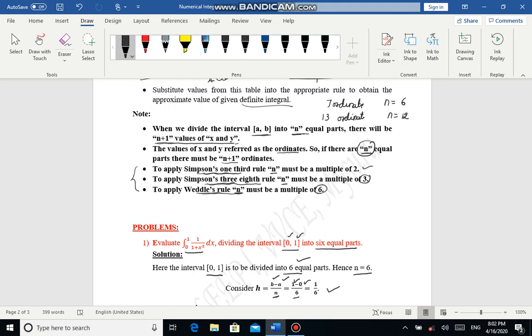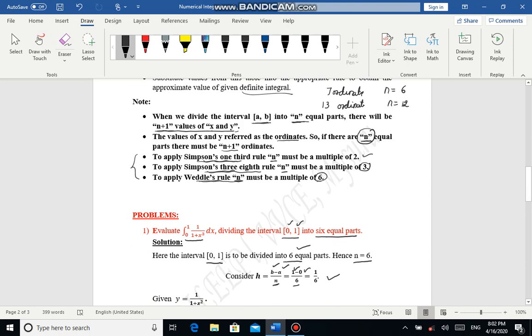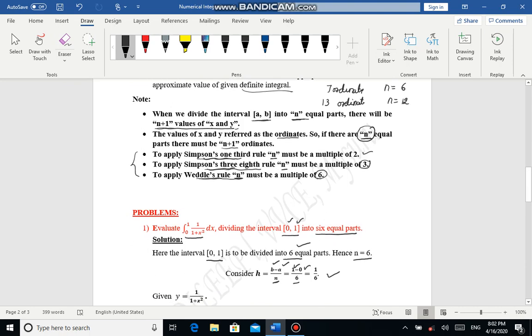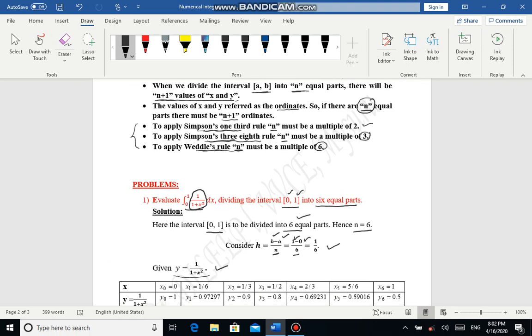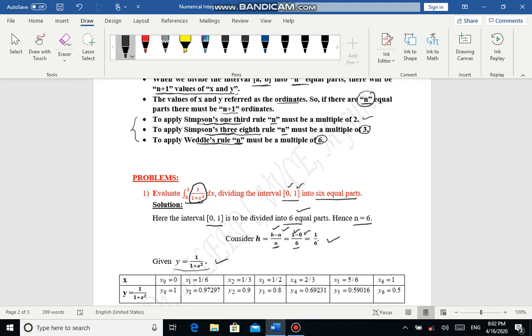Now using this step length, we need to find the consecutive values of x, and using those values of x, the function y. Observe the integral: within it we have a function of x as 1 by 1 plus x squared. So this is our function f of x, y is equal to 1 by 1 plus x squared. Using this, we need to find the values of y. So I will construct the table. First row is x and the second row is y.